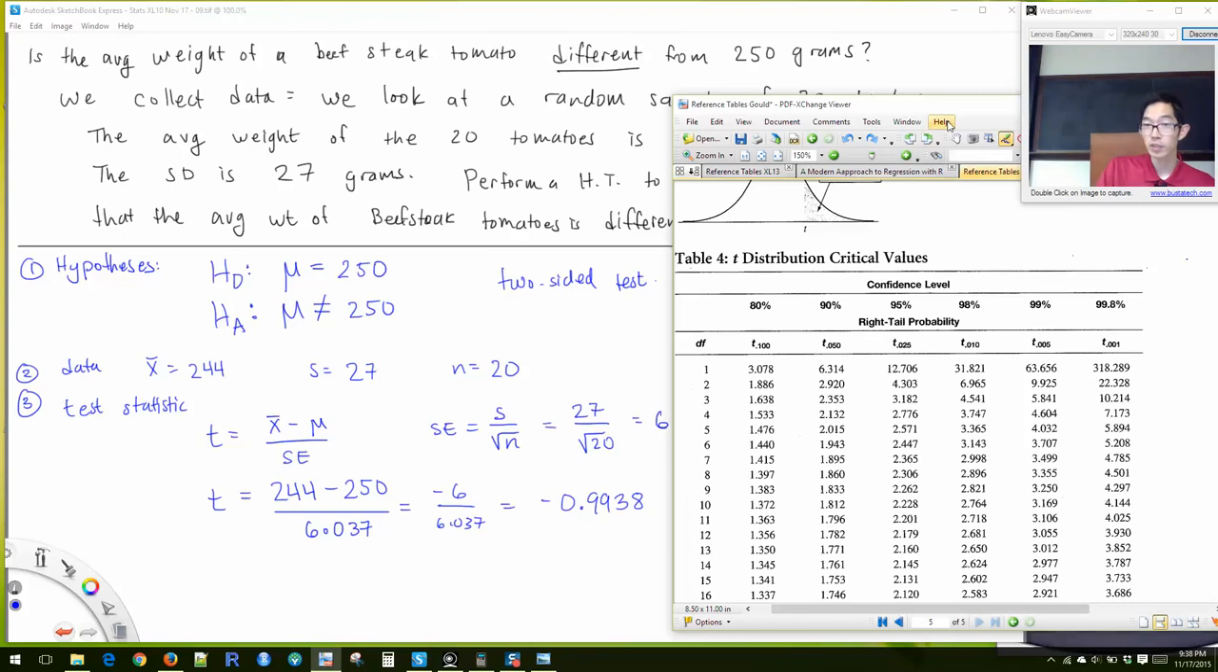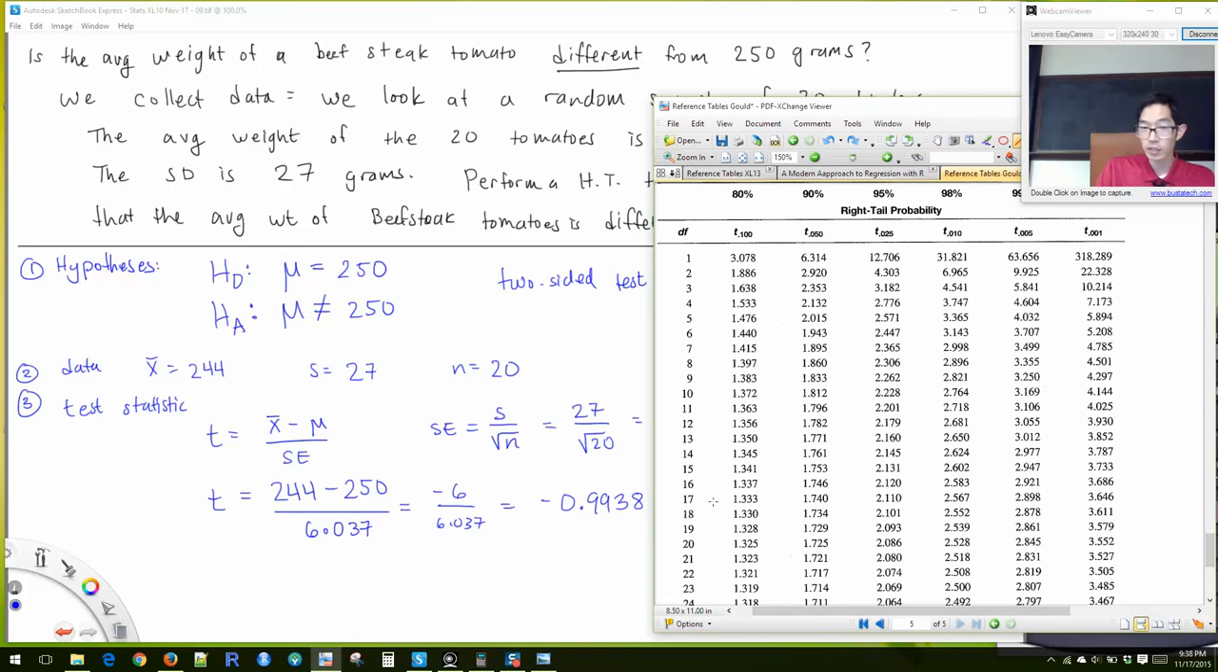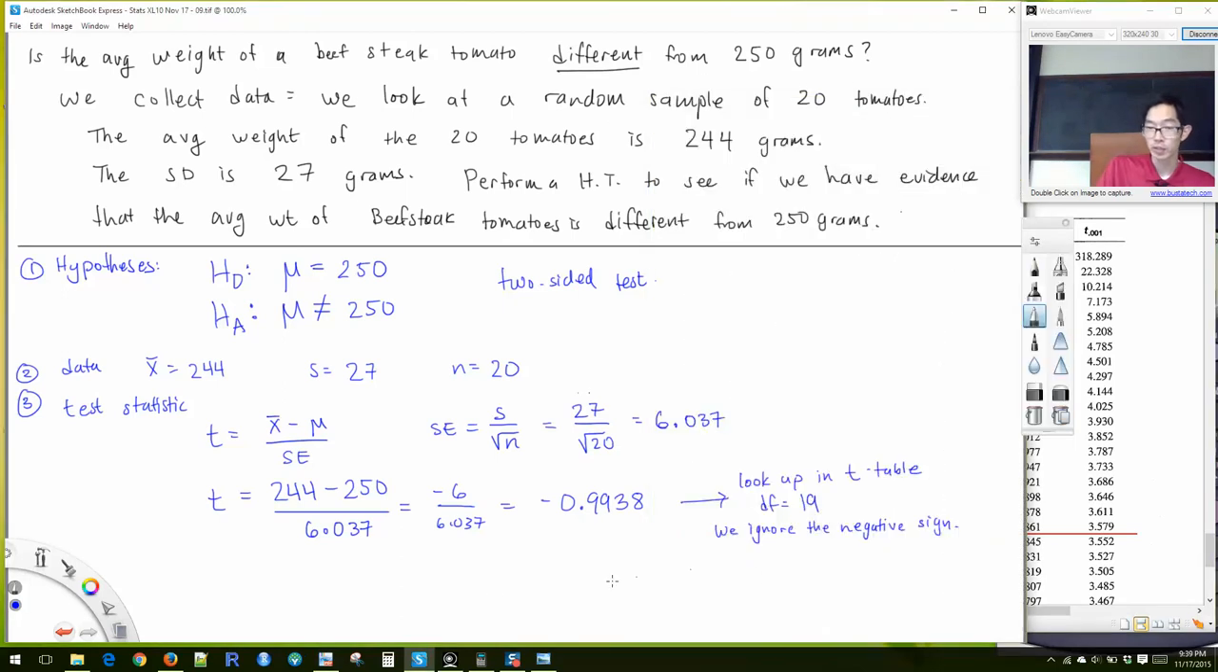So we go to 19 degrees of freedom. All right. Looking at 19 degrees of freedom, I'm looking for where 0.9938 fits in. And where does it go? It goes over here, right? 0.9938 fits right here. So what does that tell me about my corresponding tail area? My tail area is greater than 0.100, right? So what we get is that our tail area is greater than 0.100.